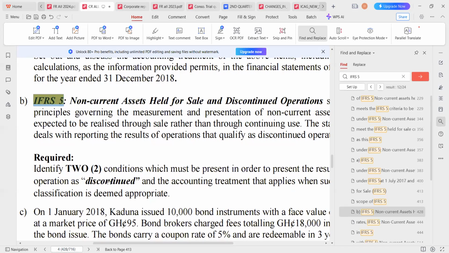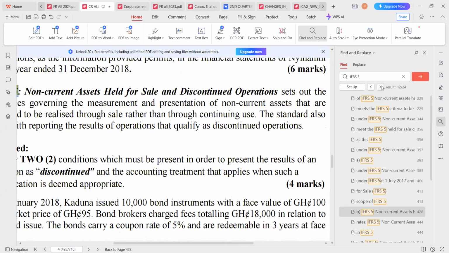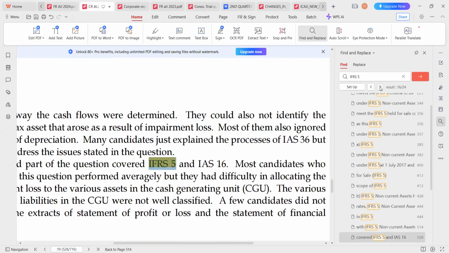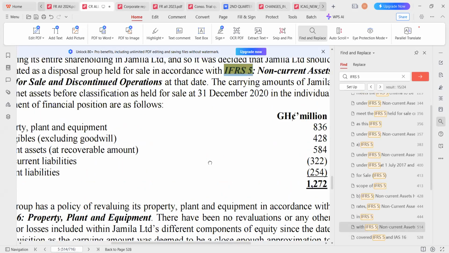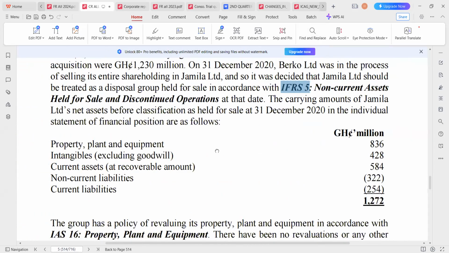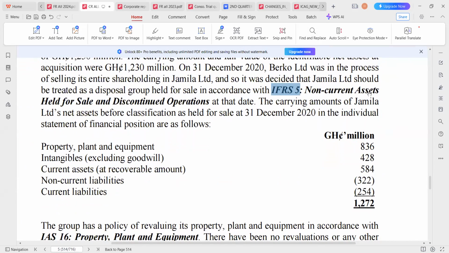What are the 2 conditions that must be met in order to present discontinued operations? We've done it already. So the conditions are here. Please, you have to define the asset first. This question is yours, so take your time and solve it. Here too, just look at something.